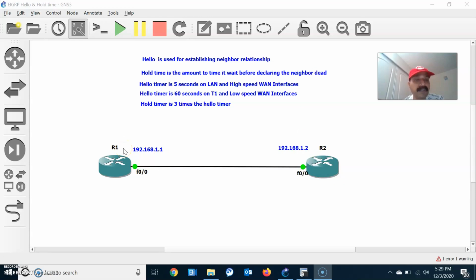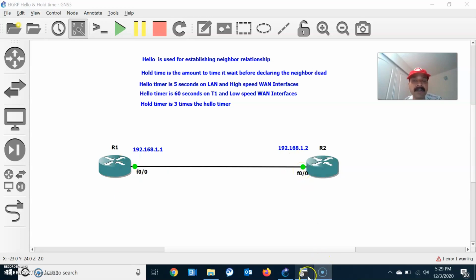So the only difference is in OSPF we will be using hello and dead interval. But the only point is both R1 and R2 should be configured with the same hello and dead interval for the successful neighbor relationship between R1 and R2 in case of OSPF. But in case of EIGRP, I can configure different hello and hold on timer on R1 and R2. Still it forms a neighbor relationship between R1 and R2. So it doesn't matter even if I'm configuring different hello and hold on interval on R1 and R2.